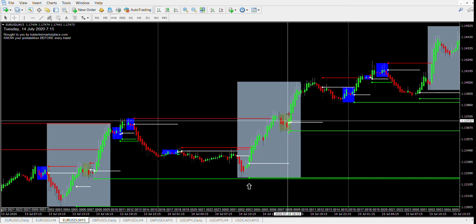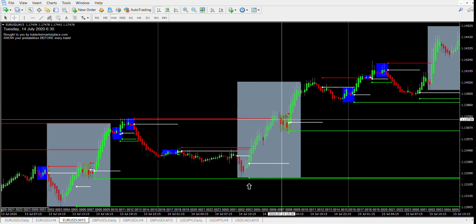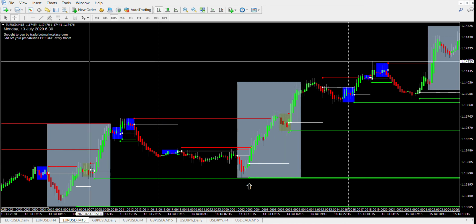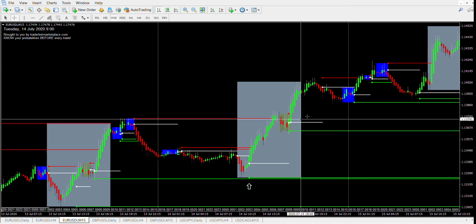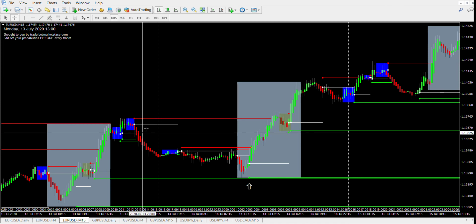As you can see, it went into a box. Since it went into a box, we would be waiting to see what it does outside the box, right? If we would have got a sell liquidity line, obviously it would have avoided the trade, right? As you can see, it came up to this liquidity.